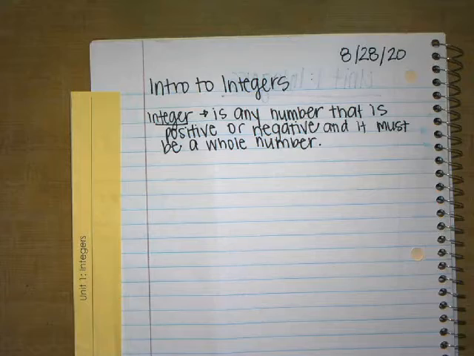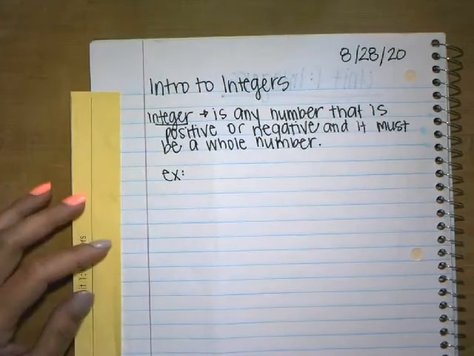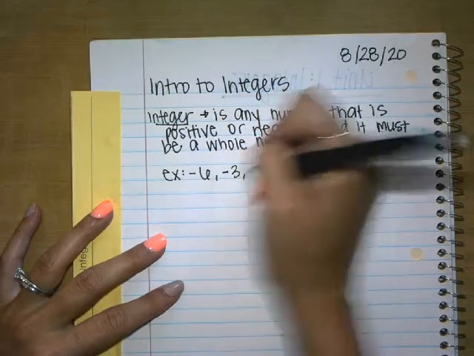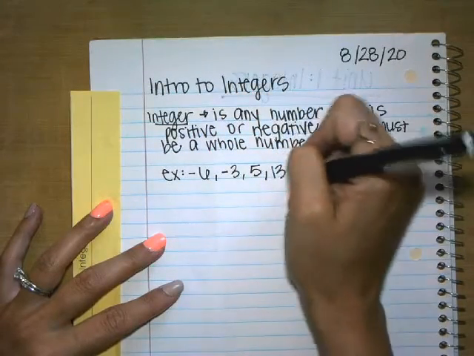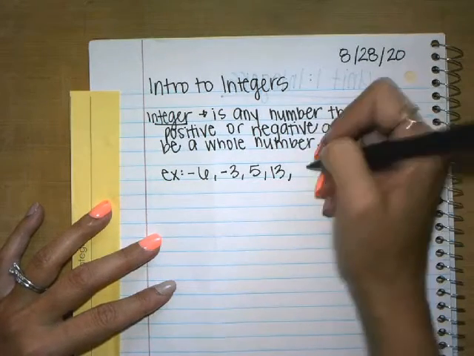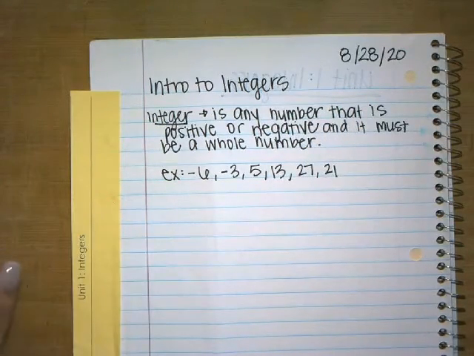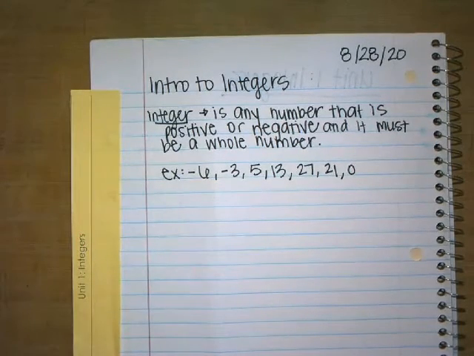So somebody shout out an example for me. What are some examples? Say them out loud. -6, -3, 5, 13, 27, 21. Now there's one more that I want to add. 0. Got to count 0 in it, okay?